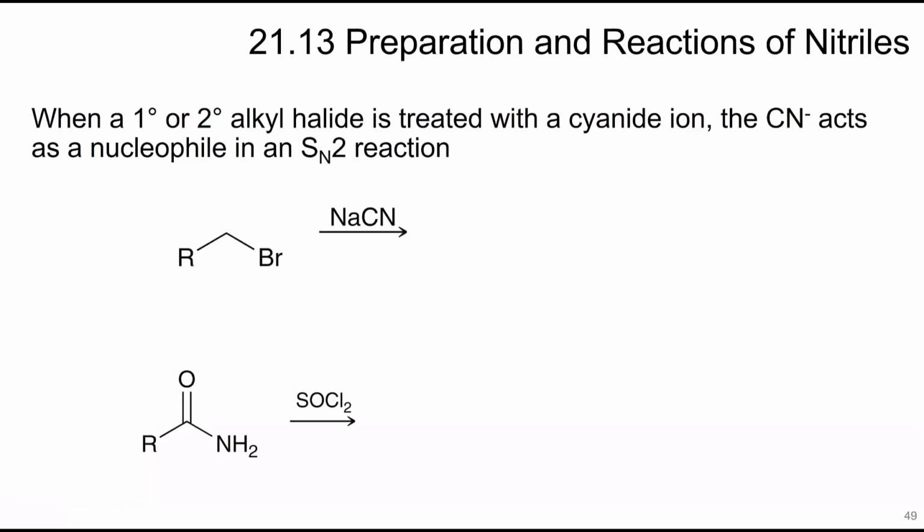If you have a primary or secondary alkyl halide, you can treat that with cyanide, which can act as a nucleophile in an SN2 reaction. But keep in mind that if you add cyanide to an alkyl halide, that's also adding a carbon, which we saw earlier in the chapter. If you have an amide and you add SOCl2, this will also form the nitrile. This one does not add carbon, so this method adds one C, does not add C's here.